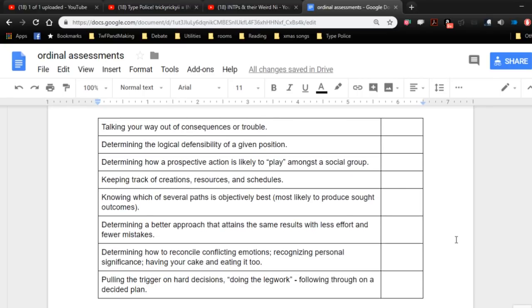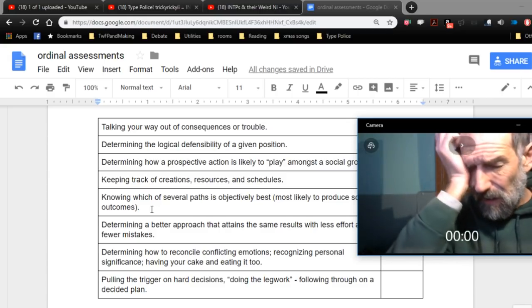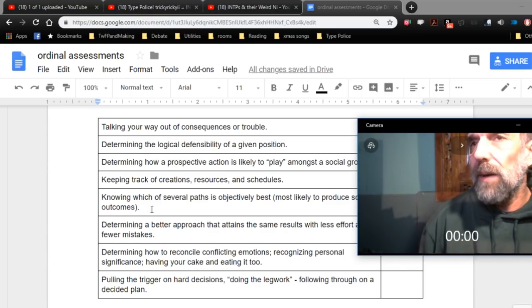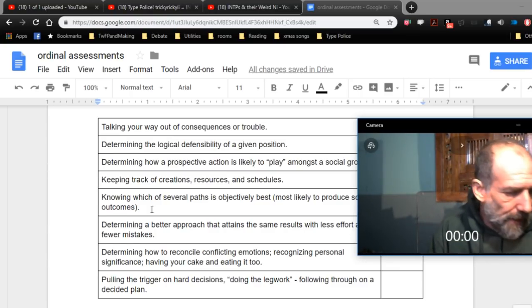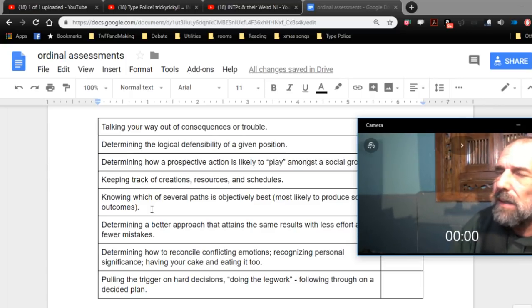The fifth function, determining which of several paths is objectively best, most likely to produce sought outcomes. You're likely to feel like you could comfortably accept help in this area, even though it's a strength of yours. It's ignoring. So when you're offered assistance in NI, for me, NI, but for you, whatever your fifth function is, you think, oh right, that thing, yeah, please help me with that. I forgot that that's something we have to consider too.